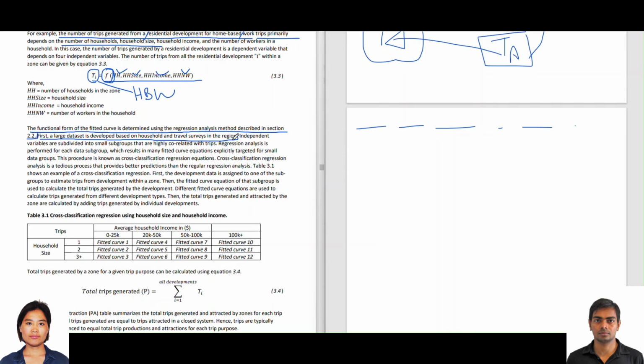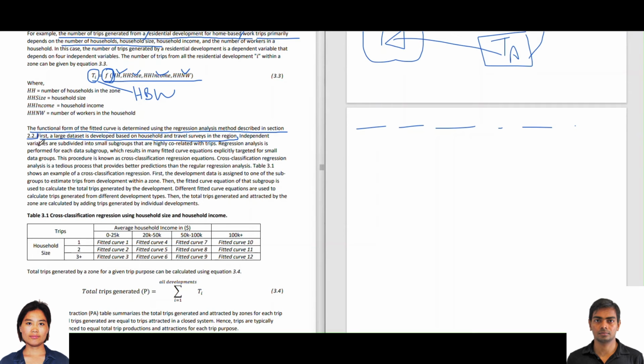And then travel surveys, so where they go, and what activities individuals in the region do, and also at what time this activity occurs. So those are travel time surveys.